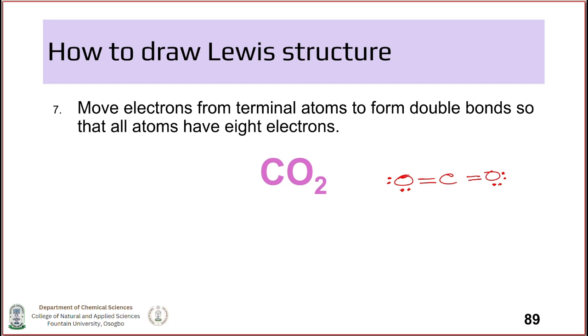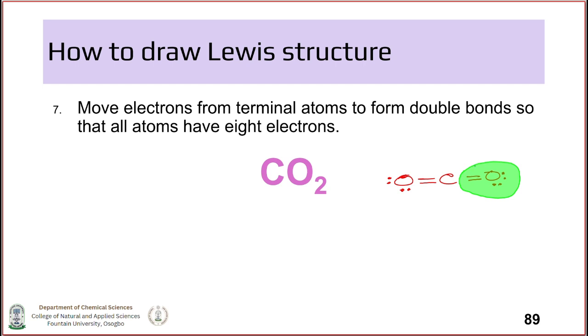So let's see whether all atoms have 8 electrons. So let's count for this oxygen. For this oxygen, how many electrons? 1, 2, 3, 4, 5, 6 for this bond, 7, 8 for the second bond. So it means that oxygen has the satisfied number of electrons. So let's do the same thing for this oxygen atom. For this oxygen atom, we have this double bond, which means 4 electrons, and then we have 2 dots, 2 lone pairs of electrons, which is 4 as well. So 4 plus 4, that's 8 for that oxygen.